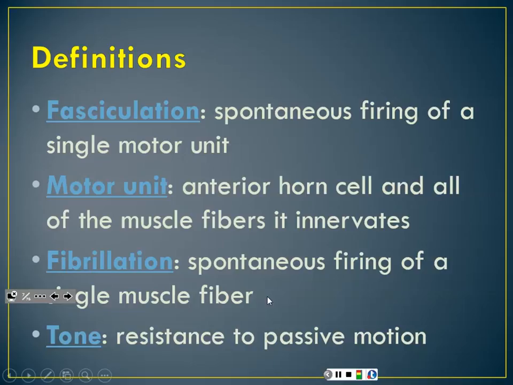Now, some definitions that you need to be aware of. One is fasciculation. And what is a fasciculation? It's the spontaneous firing of a motor unit. And what is a motor unit? It's one anterior horn cell and then all of the fibers that it innervates.